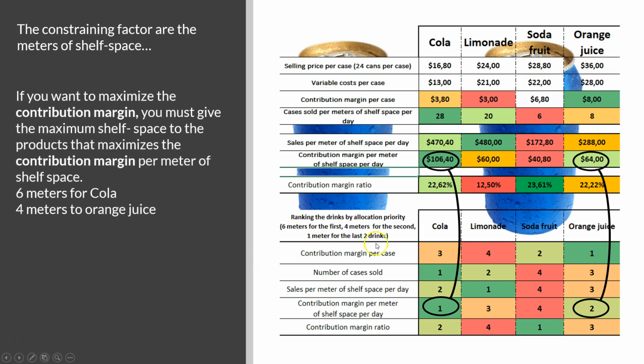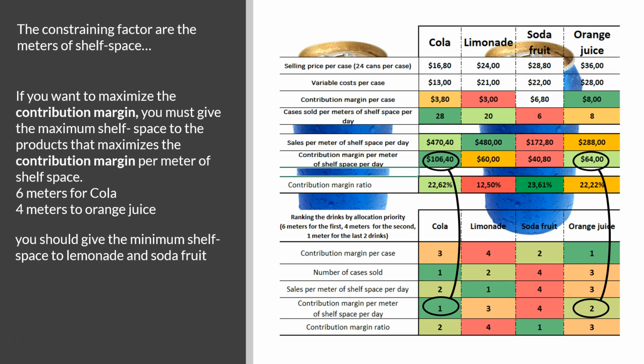And then, for the two drinks which remain, which rank number 3 and number 4, they will get the minimum quantity of shelf space, lemonade and soda fruit. And you see that it's a pretty different allocation than the one we used for maximizing sales. We don't rank the drinks the same way.